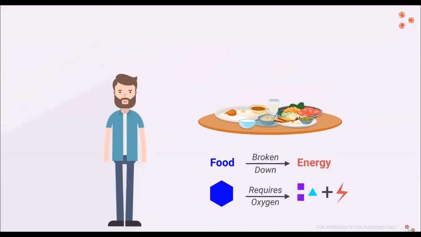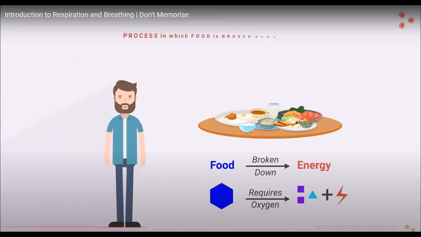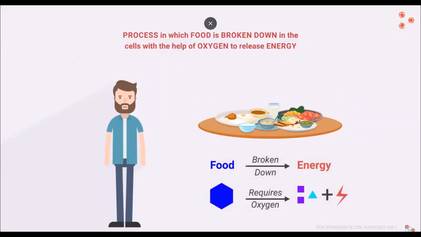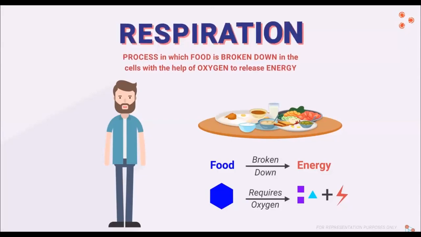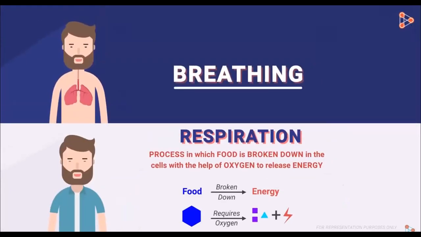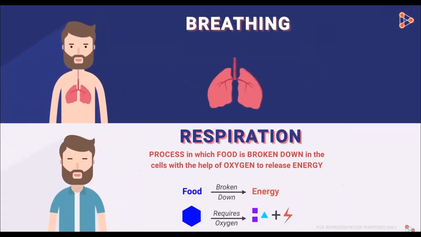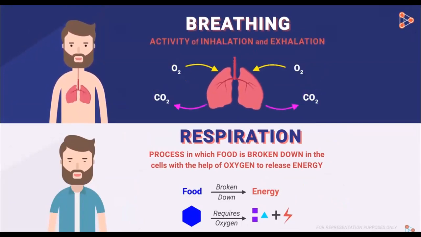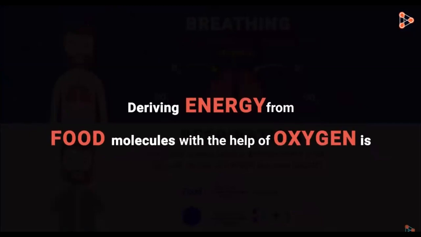And this requires oxygen. So we can say that the process in which the food is broken down in the cells with the help of oxygen to release energy is called respiration. And how is it different from breathing then? Well, breathing does not involve breakdown of food molecules inside the cells. In fact, breathing is purely the exchange of gases, oxygen and carbon dioxide to be precise. So the activity of inhalation and exhalation is breathing, whereas deriving energy from food molecules with the help of oxygen is respiration.